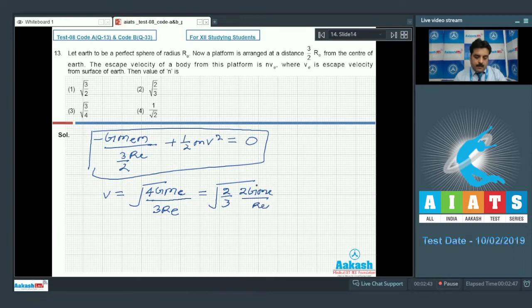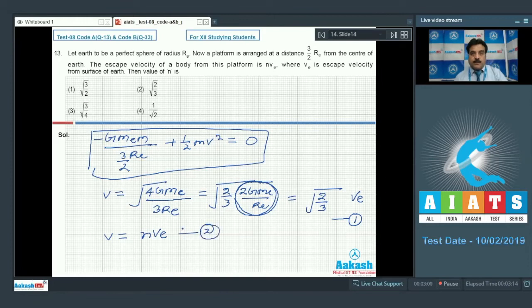2GM_E upon R_E. And why am I doing this? Because I am looking to make a formula just like escape velocity. So you will write here root 2/3, and this is the value of escape velocity. So this is my equation number 1. If I compare this relation with the given condition, that was n times V_E, this is equation number 2.